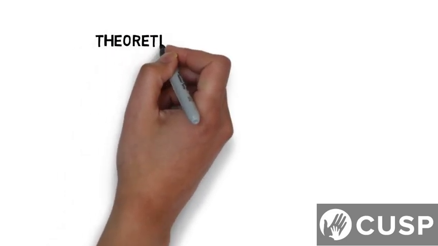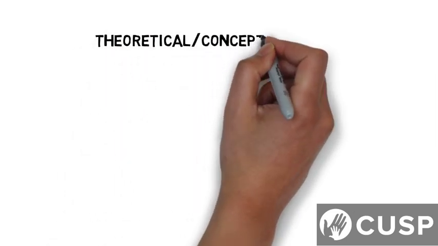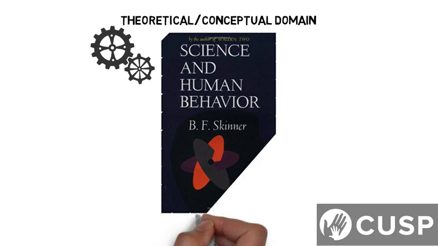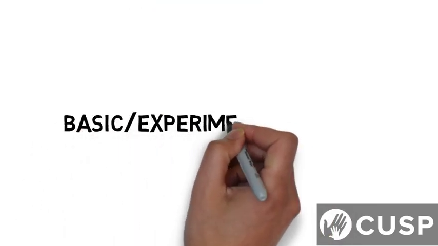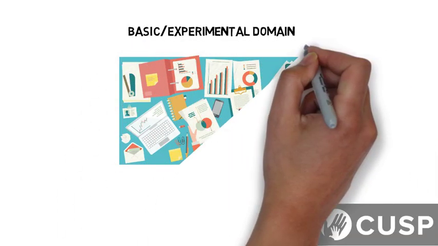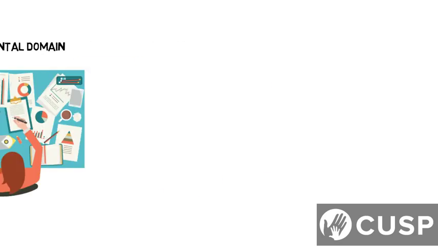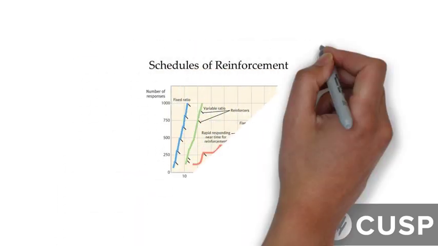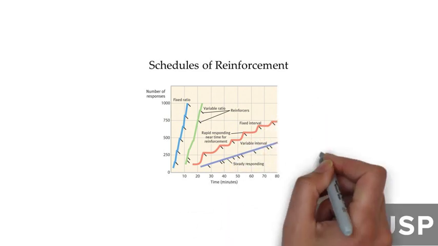The theoretical conceptual domain encompasses the theory and philosophy of the science of behavior and influences the other 3 domains. A specific example of this is Skinner's 1953 publication entitled Science and Human Behavior. Research conducted in the basic experimental domain is focused on benefiting the field as a whole. For example, research on different schedules of reinforcement has allowed us to predict how an organism will likely respond depending on the timing of reinforcement delivery.